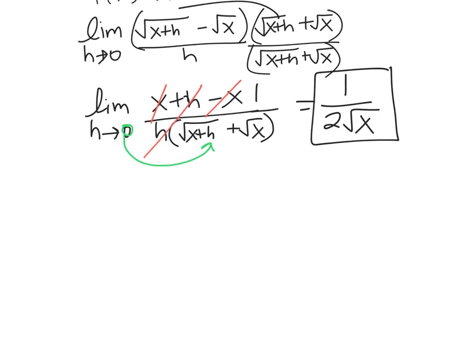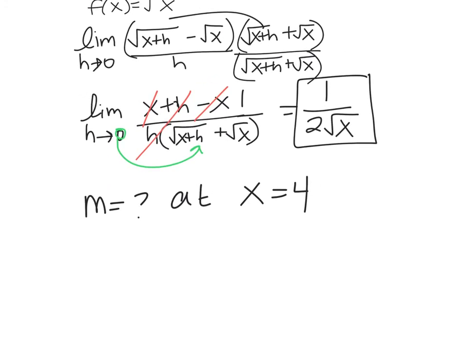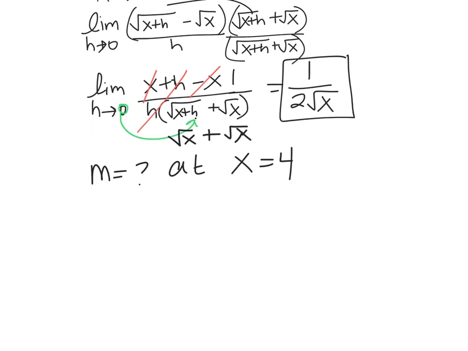Now, if I wanted to find the slope at x equals, I'll give you a nice one, 4. Why is it just 2 rad x on the denominator? So when you plug in 0 for h, you're left with rad x plus rad x. How many rad x's do you have? 2 of them.